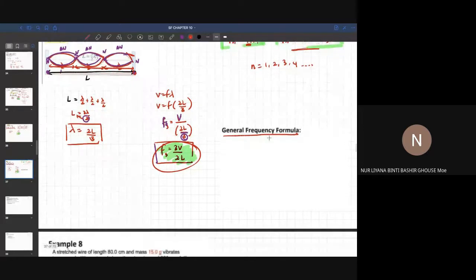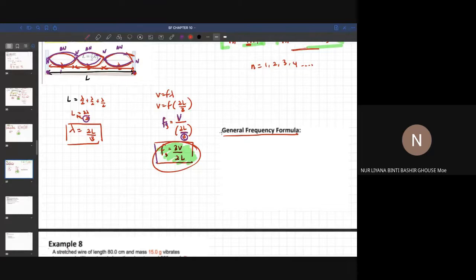Okay, next one. Ada lagi satu formula, last formula untuk string. Selama ini kita hanya guna equation V equals to F lambda. Everyone hear carefully. Tak payah salin, nanti Miss bagi you masa. Selama ni kita hanya guna equation ini untuk cari velocity of the wave. Okay, sekarang untuk stretch string.